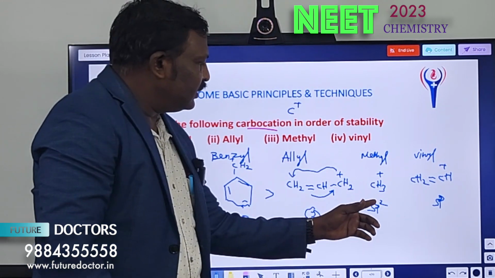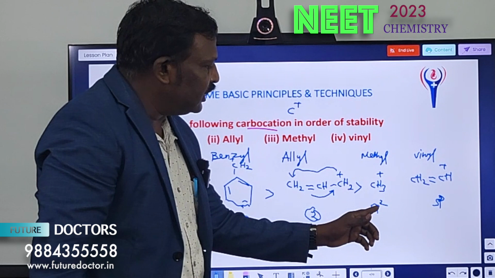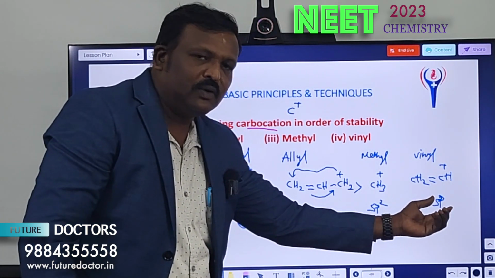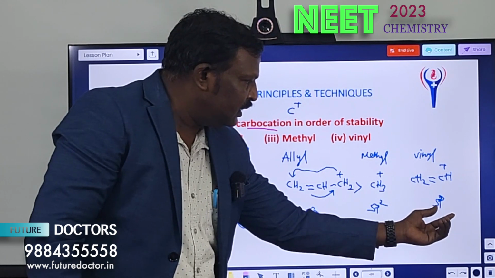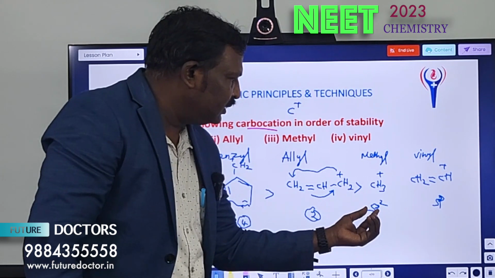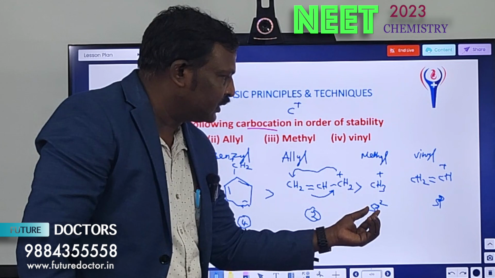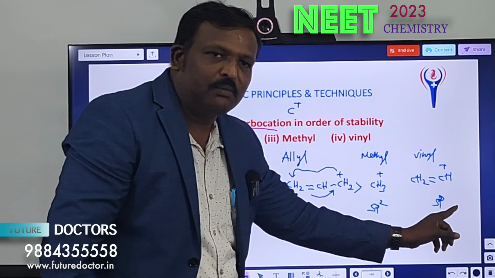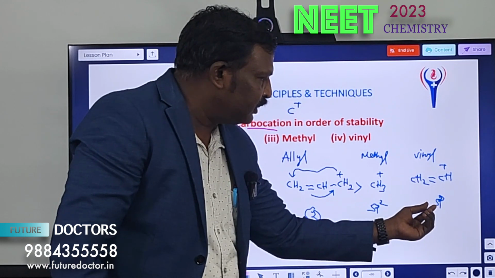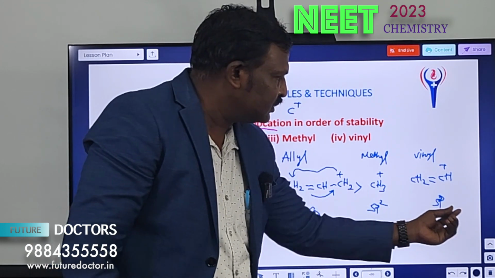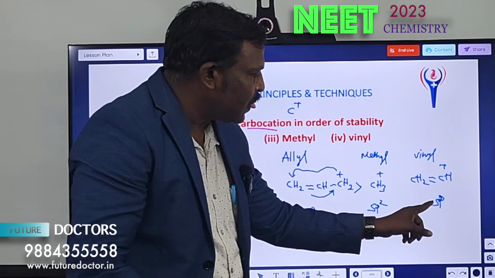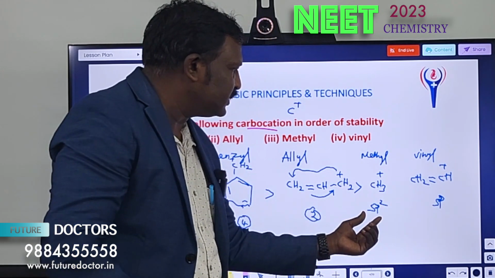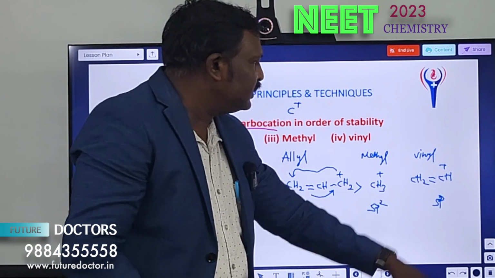Here we have an sp2 carbon, and here an sp carbon. So the sp carbon has more s character, nearly 50% s character, while here we have 33% s character. S character means one s orbital and one p orbital, so s orbital is 50% and p orbital is also 50%. So in sp hybridization, the s character is called 50%, and this is called 33%. The more the s character, the less stable it will be.